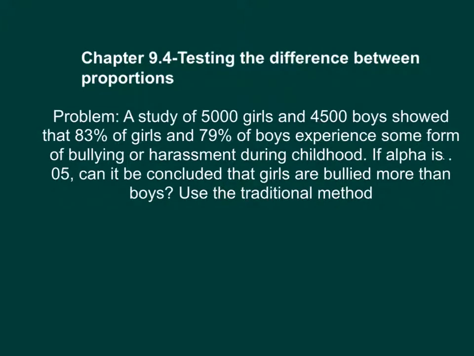Okay, so I will be doing Chapter 9, more specifically Section 9.4, which is testing the difference between different proportions. The problem reads, a study of 5,000 girls and 4,500 boys showed that 83% of girls and 79% of boys experienced some form of bullying or harassment during childhood. If alpha is 0.05, can it be concluded that girls are bullied more than boys? And we're going to be using the traditional method.